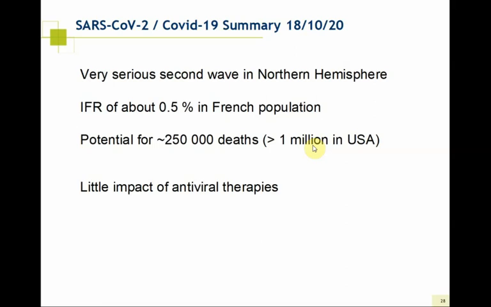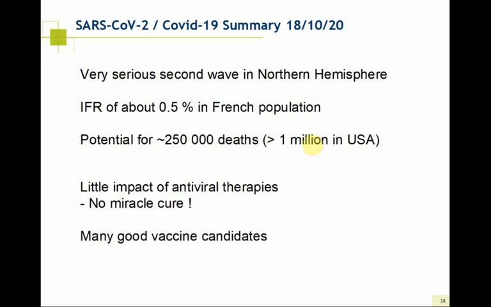Unfortunately, so far, for all the antiviral therapies, they haven't had a massive impact on mortality. So there's no miracle cure. But treating the pathology seems to be what works better to prevent these very severe cases from killing people. However, looking a bit further in the future, there are many good vaccine candidates. But the question is, will they really prevent severe infections? They can produce antibodies. We won't really know until much later whether they've prevented deaths.